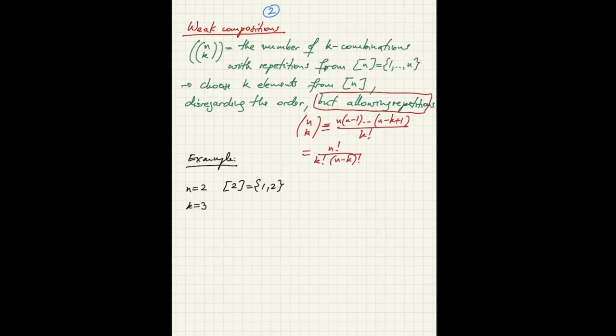So what in the world would be this number? 2 choose 3, the number of 3 combinations with repetitions from a set with 2 elements. So what could we possibly pick? Well, let's list them here. We could pick 1.